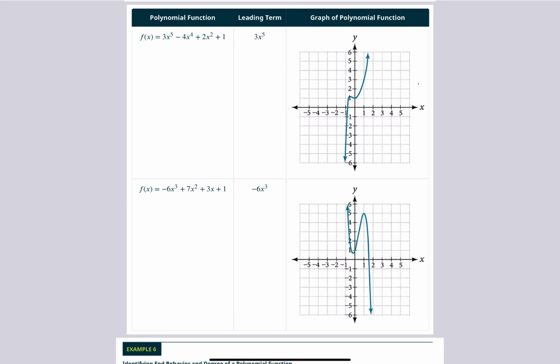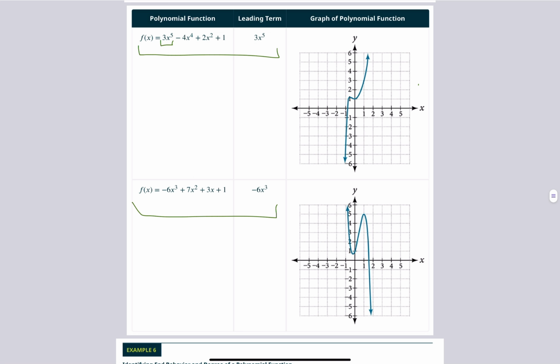Okay, let's continue the remaining two functions of this table. We have the leading term, which is 3x^5. I want you to try and find, as x tends to infinity, what is f(x)? And as x tends to negative infinity, what is f(x)? See if you get the same exact answer.